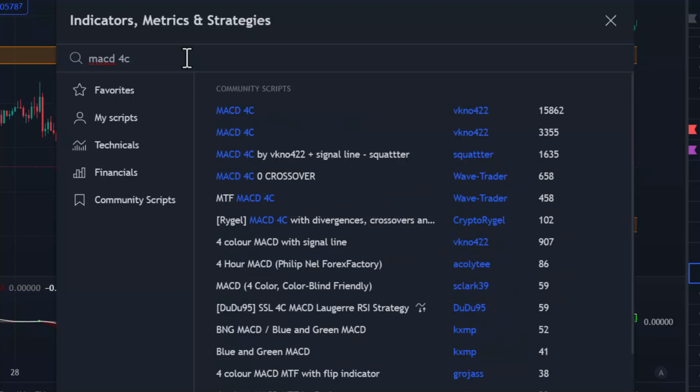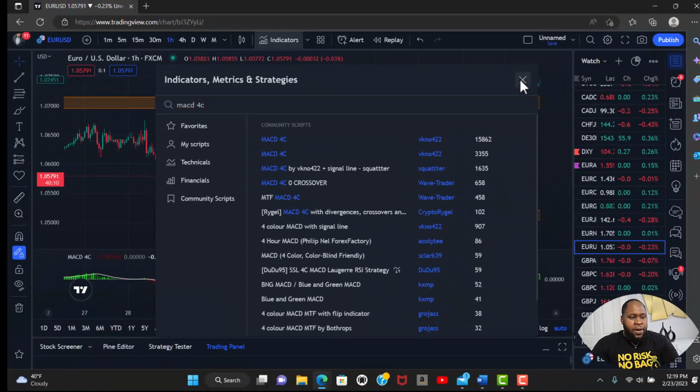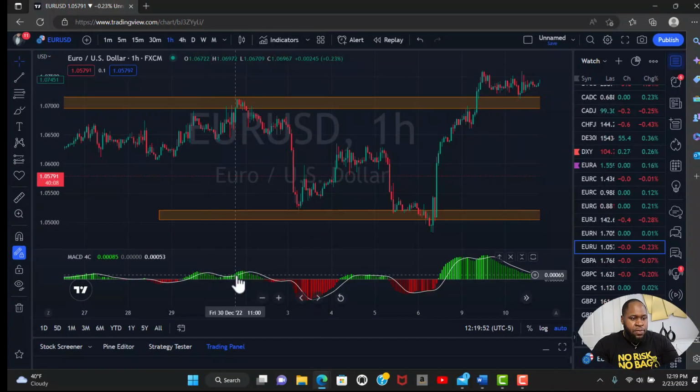And then you want to notice how you have a couple of MACD 4Cs here, but this first one, maybe the first one for you, or maybe another one, will say MACD 4C by VKNO 422, but you want to watch out for this Squatter, right? All right, here, Squatter 1635. This is the one I use. It's currently on my TradingView right now, and that's what should come up for you, right?